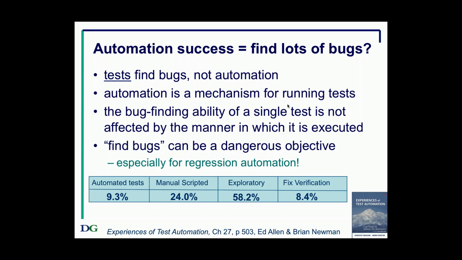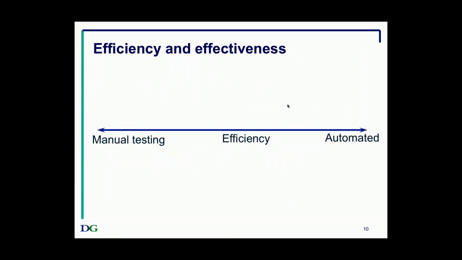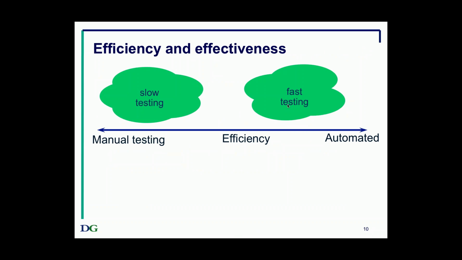But it's not the automation itself that's finding the bugs. It's the fact that the tests are automated and those tests are running, and that's giving you value, not finding bugs. It's the difference between efficiency and effectiveness. If you have really slow testing, then you think, oh, well, let's automate. That'll be much better, won't it? Then we'll have fast testing. Well, it sounds great, but it's not really the most important thing.